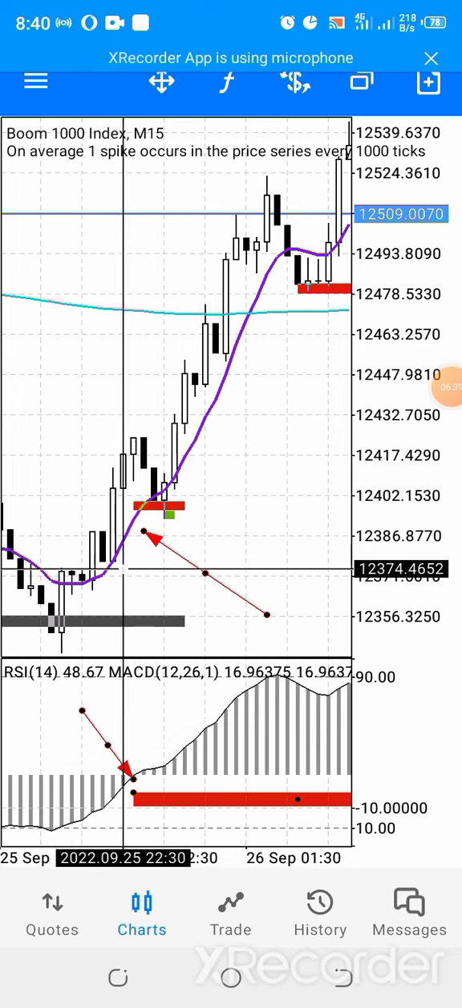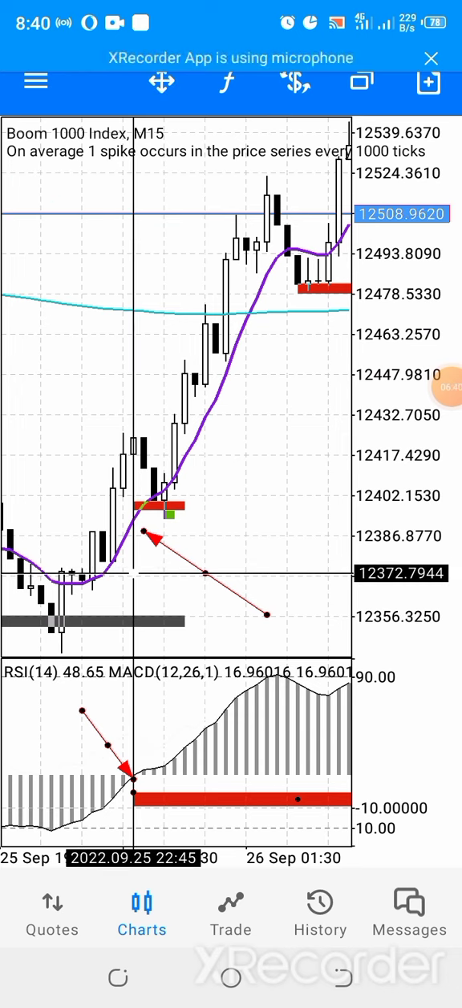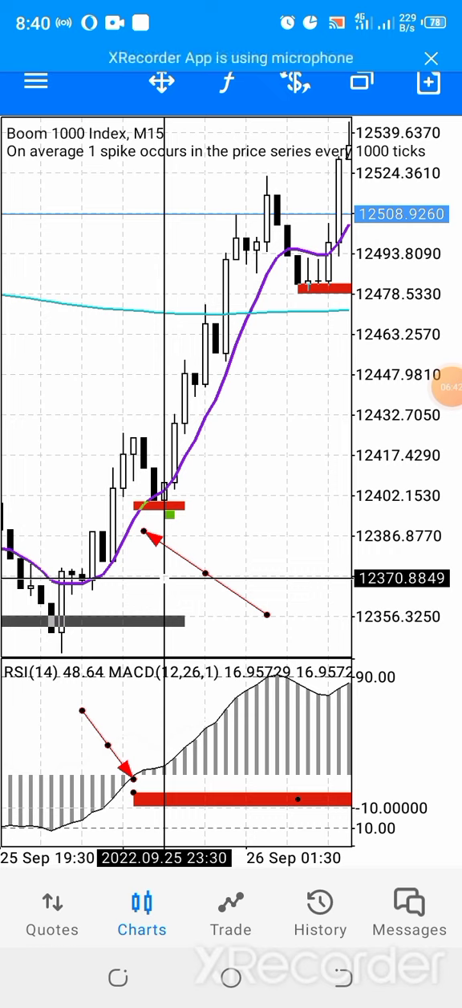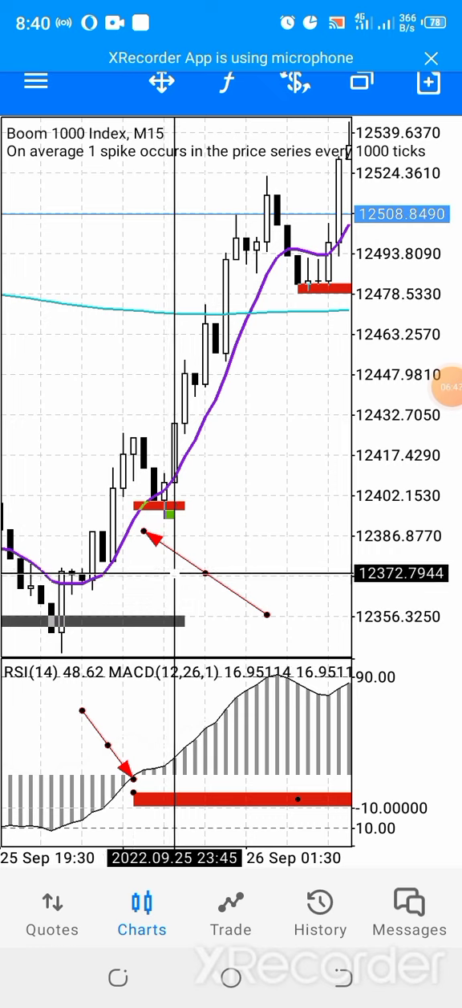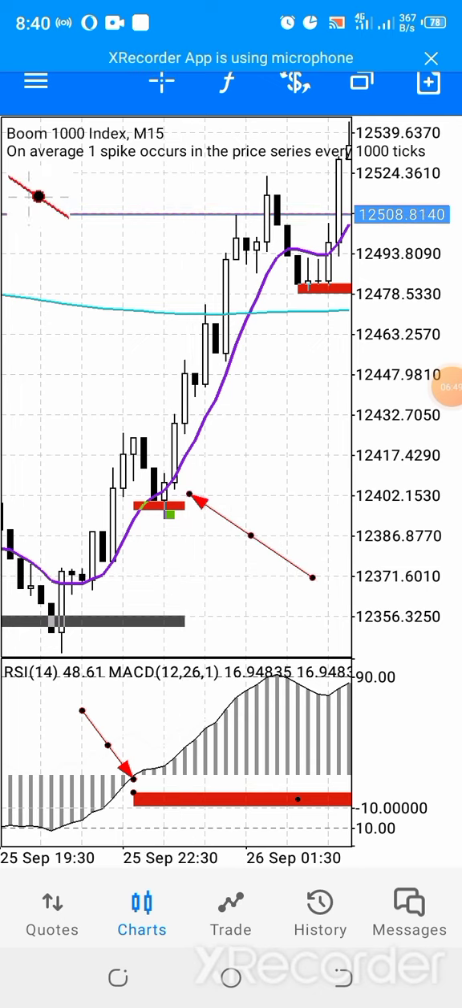price crossed here. It counted 1, 2, 3 on the MACD, and on this third candle here, right here, this third candle, there was a retest. Price slightly came out of the line and then closed back here. As you can see, price closed back there, and this indicates that the buy trend is continuing.